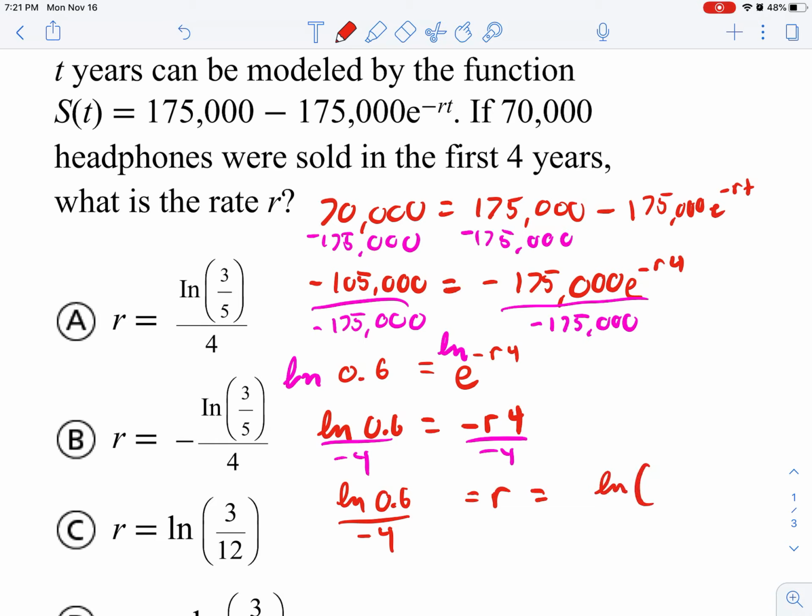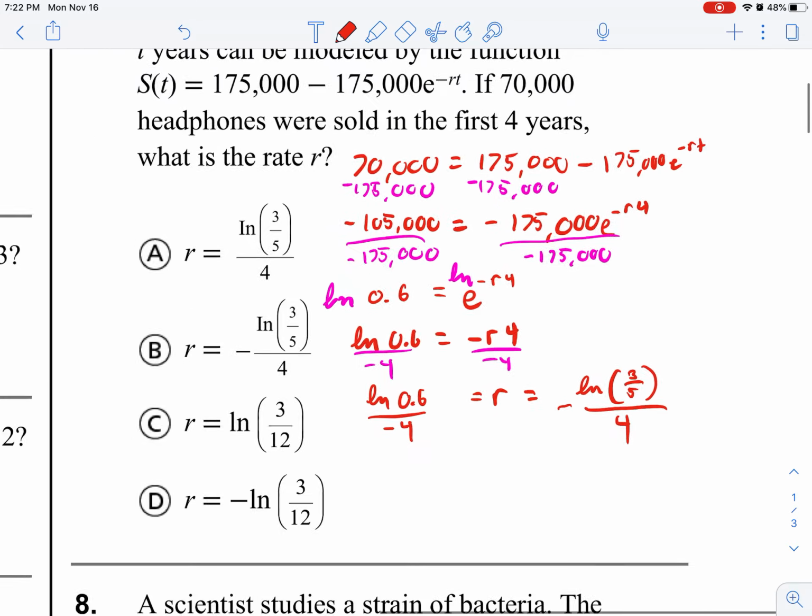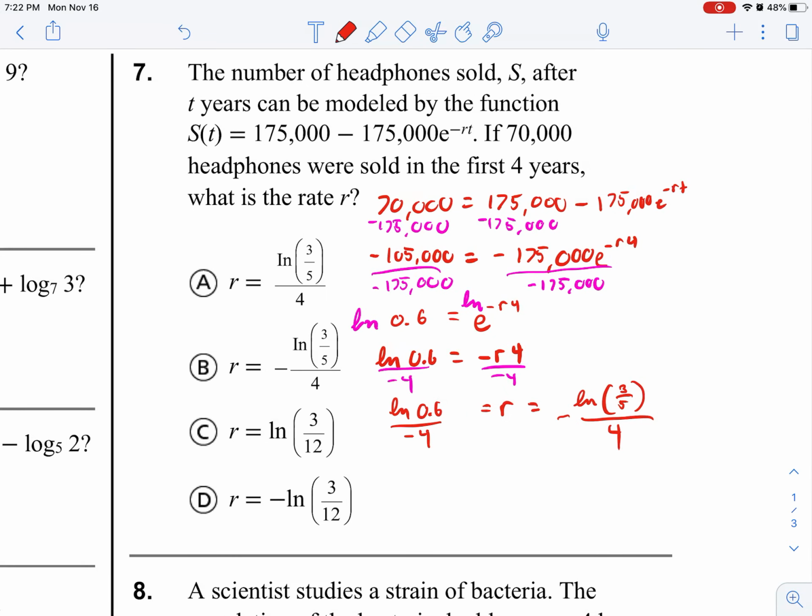So that actually equals the natural log of 3/5 over 4, oh, negative. There should be a negative sign. Which I believe is this value right here, and I think that was the right answer. I looked it up, but then I erased it. So there you go. That's how you're going to do it.